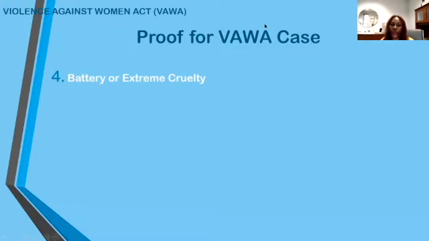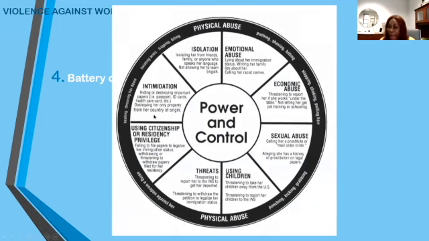So now we're going to the battery or extreme cruelty. Note that it's not just battery, which is physical abuse, like somebody hitting you, punching you. It's also extreme cruelty. Because a lot of people think that if they're not being physically assaulted, they can't qualify for VAWA. And I spent a lot of time on this topic telling you abuse can be more than physical abuse, right? So remember this, that it doesn't have to be just physical abuse. And we use this abuse power wheel to show our clients the different types of abuse.